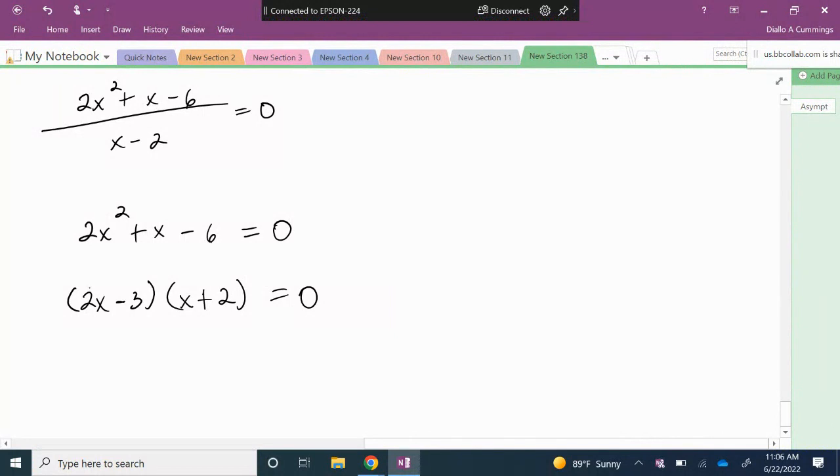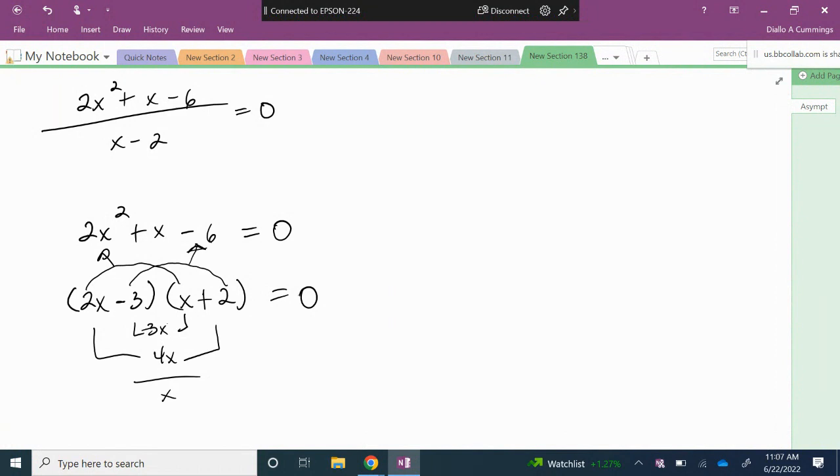So just to check that, notice that 2x times x is 2x squared. Negative 3 times 2 is negative 6. My outermost terms, 2x times 2 is 4x. My innermost terms, negative 3 times x is negative 3x. And if I combine my outermost and innermost terms, I get x. Right, so 2x minus 3 times x plus 2 is the correct factorization.